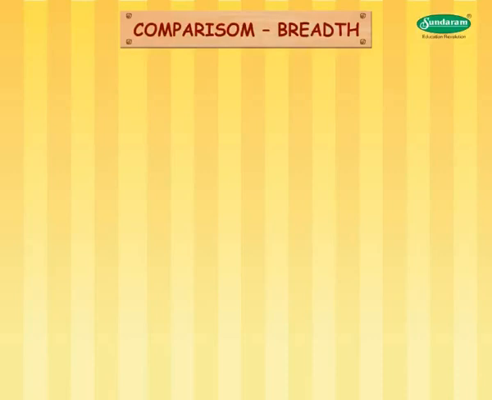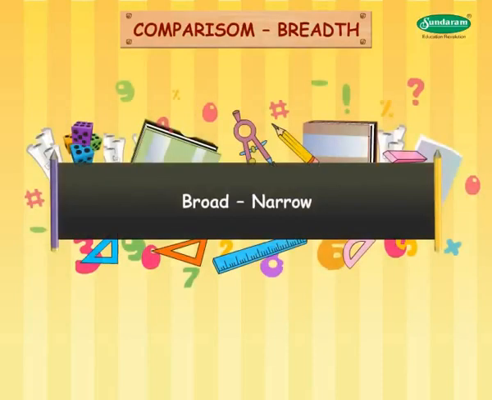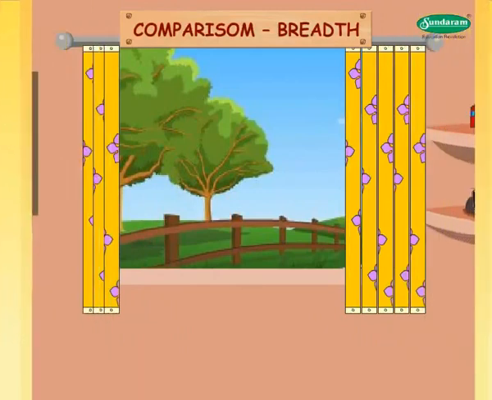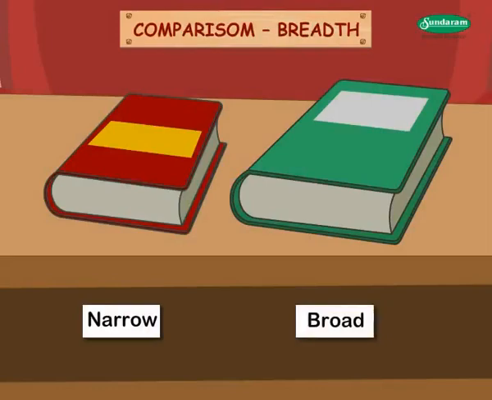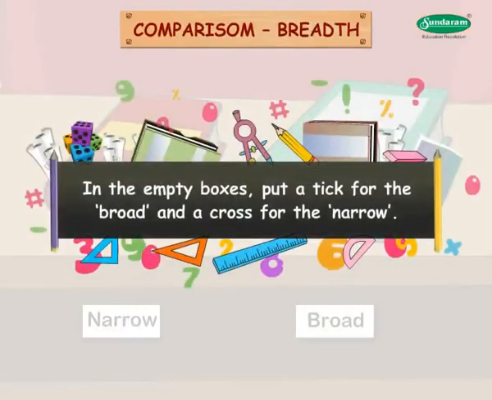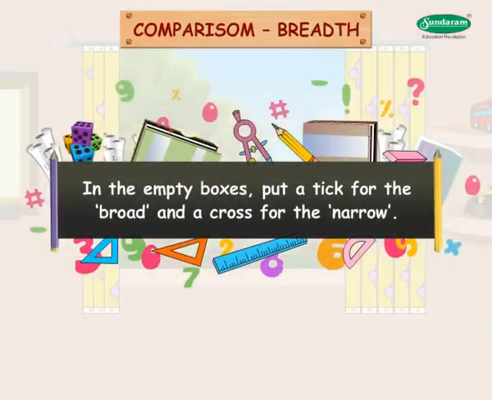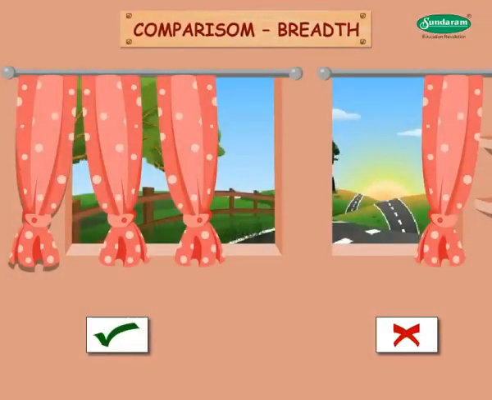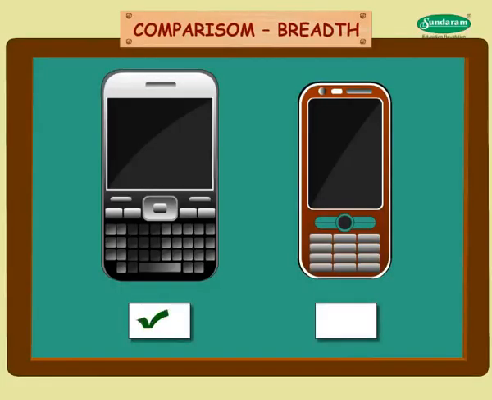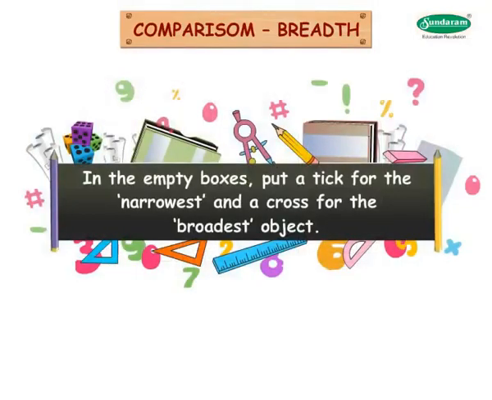Comparison. Breadth. Broad, narrow. 1. Thin, thick. 2. Narrow, broad. In the empty boxes, put a tick for the broad and a cross for the narrow. In the empty boxes, put a tick for the narrowest and a cross for the broadest object.